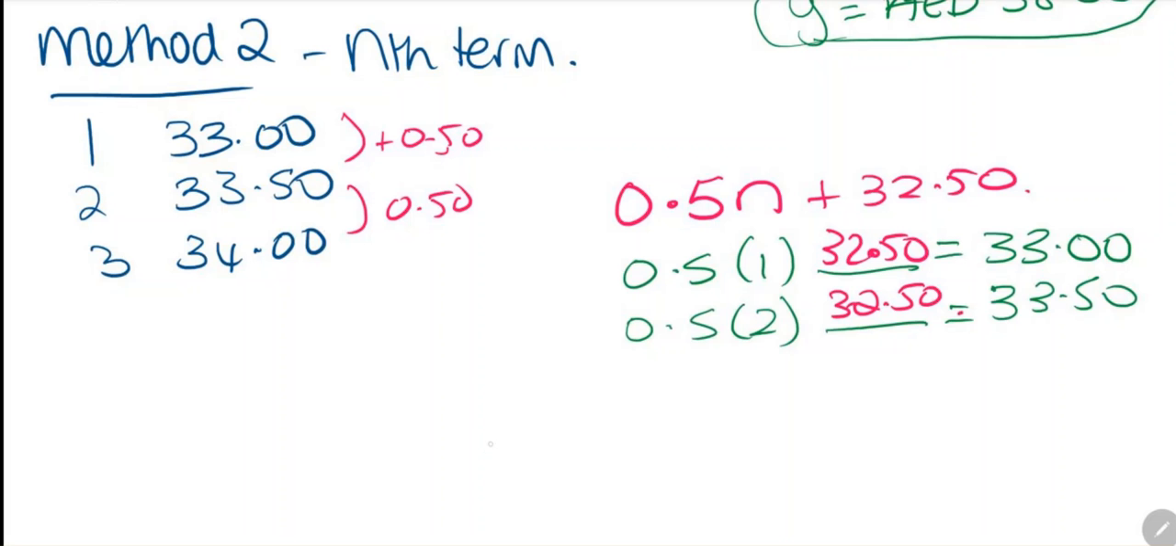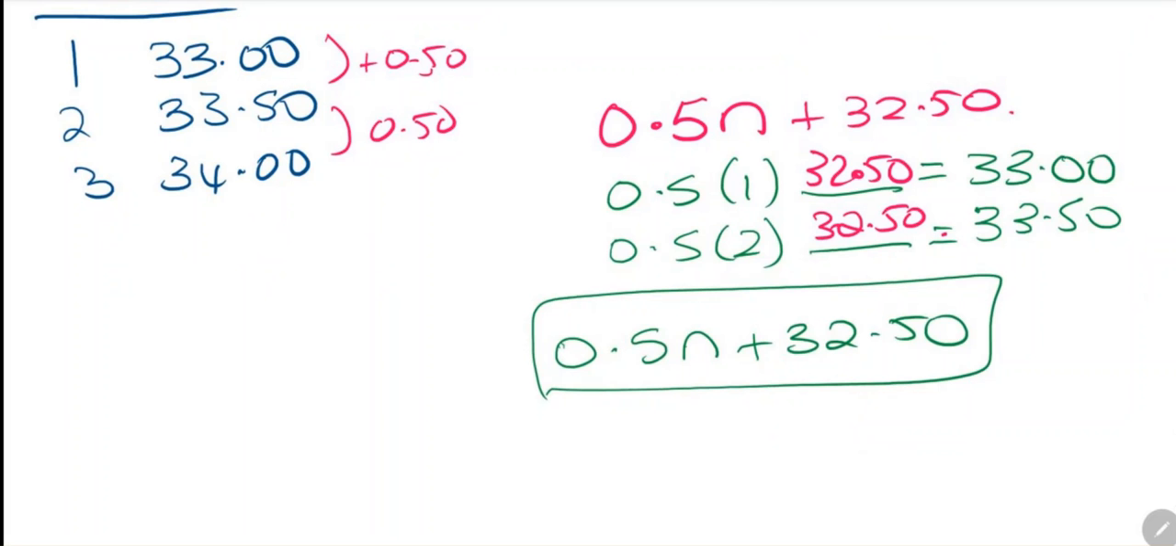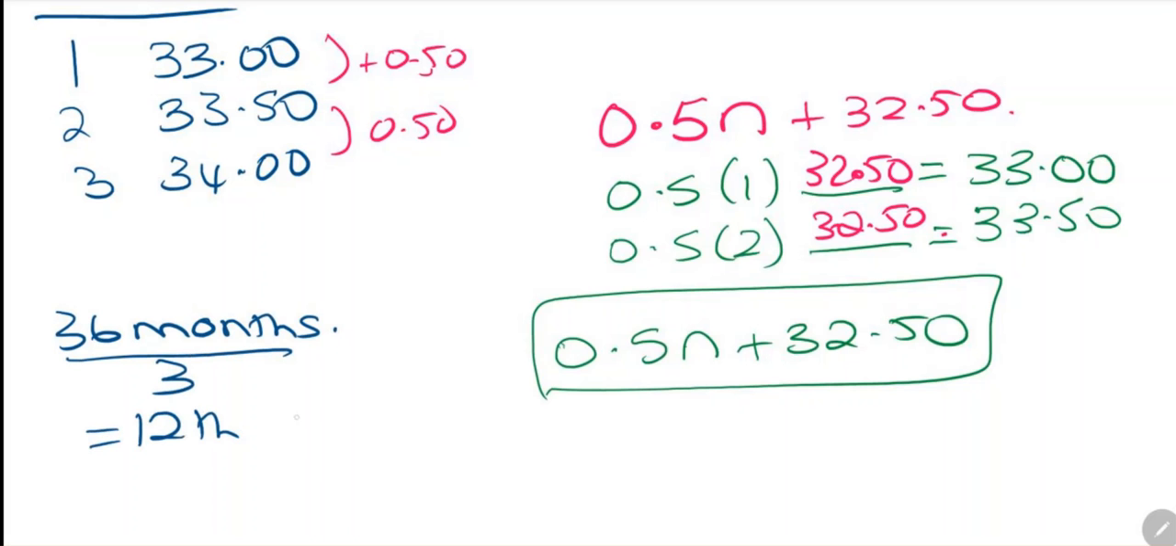So our formula to work out any term in the sequence is going to be this. And if we need to find, so after 36 months, okay, 3 years, but she's getting paid every 3 months, we can divide by 3. So we want the 12th payment or the 12th term. So this is going to be multiply by 12.